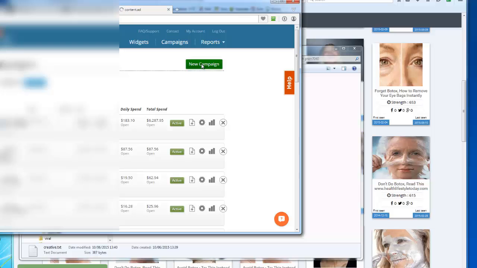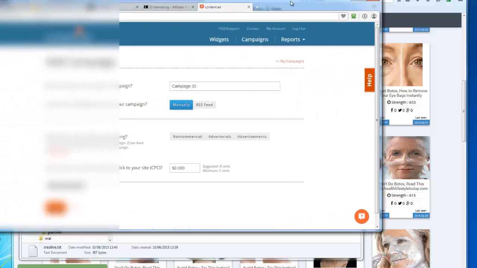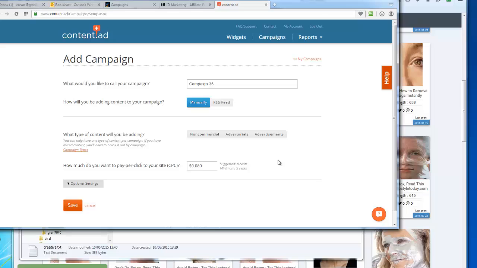The way content.add works is there's three different types of ad that you can run. Non-commercial suggests 5 to 8 cents. Advertorials suggest 44, minimum 25. With advertorials, you clearly have to state it is an advertorial, and advertisements that have a straight sales page, so 63 cents. Now, I've never been scared of paying high for clicks if I know I've got a funnel or a landing page that works, but you want to try and keep it down.